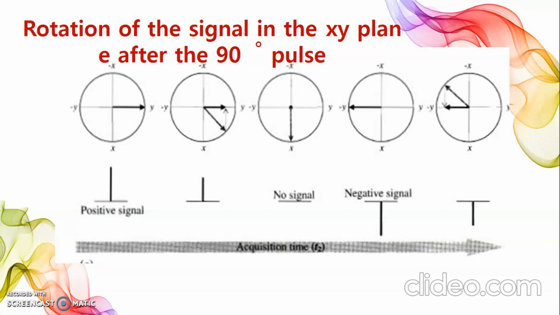This figure shows the rotation of the signal in the xy plane after a 90 degree pulse. Along the y-axis, we get a positive signal. In between x and y, we get a lesser positive signal. Then along the x-axis we get no signal. Then at the negative angle, we get a negative signal, then a lesser negative signal.